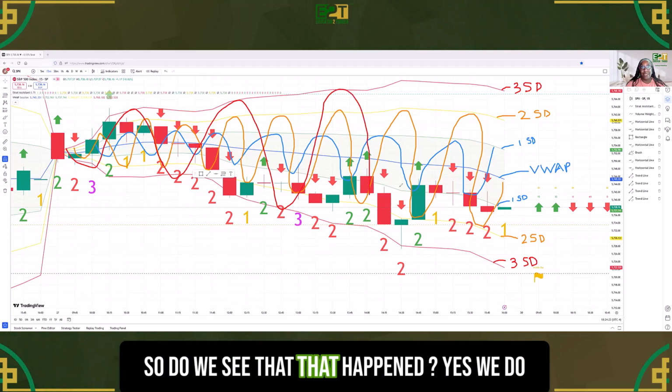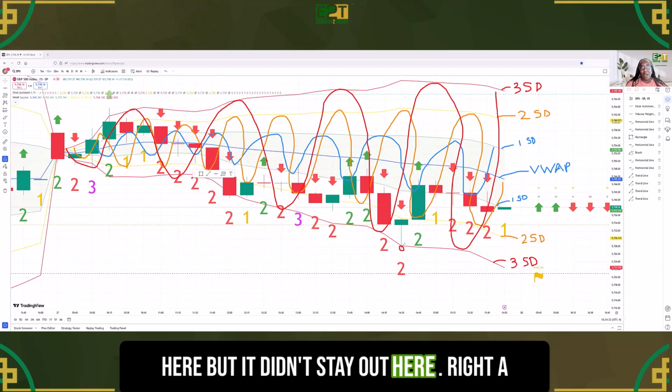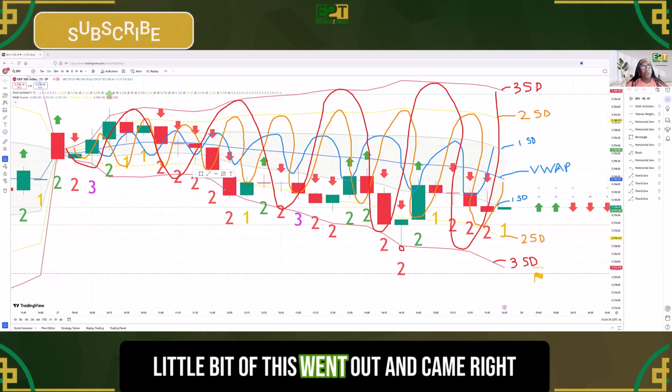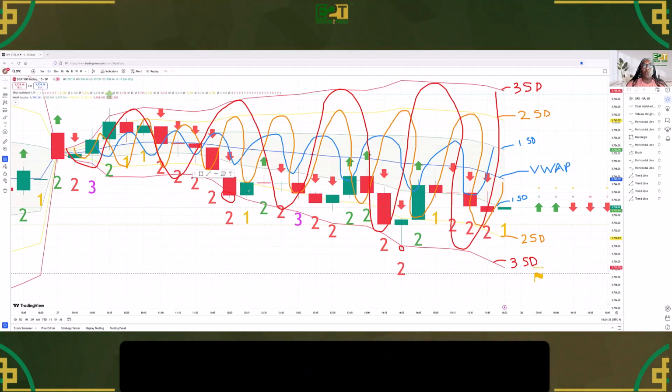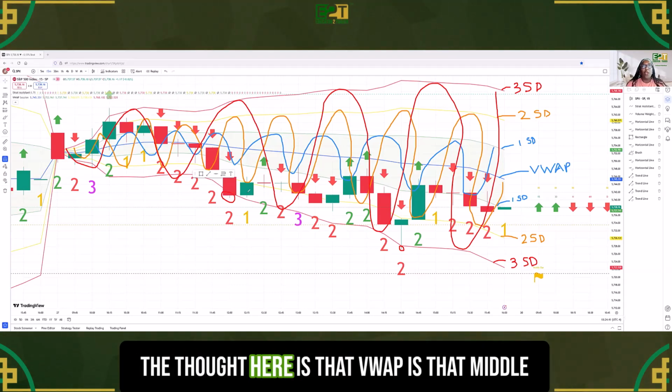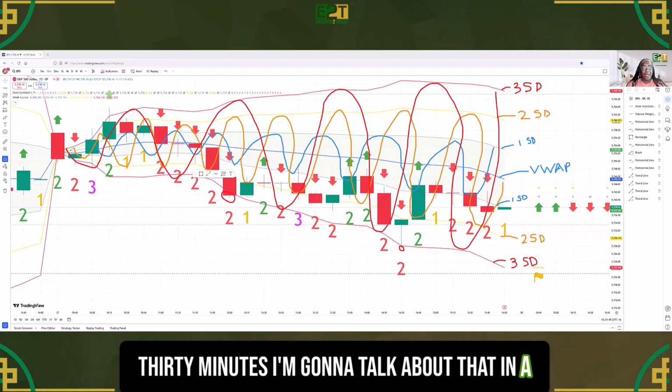So do we see that happened? Yes, we do see that happened, because even the places where price went down, it went out here, but it didn't stay out here, right? A little bit of this went out and came right back in on the next candle, right? So the thought here is that VWAP is that middle average, and it's set after 15 to 30 minutes. I'm going to talk about that in a second too.